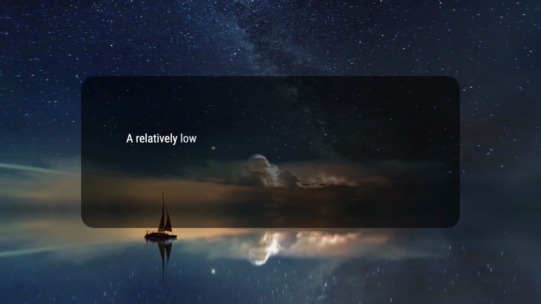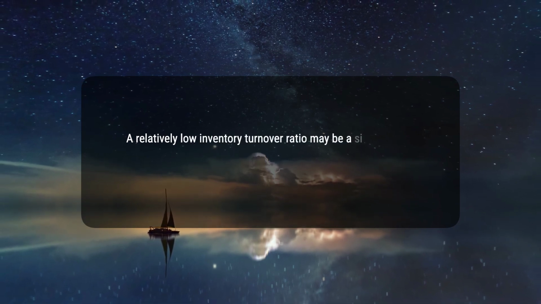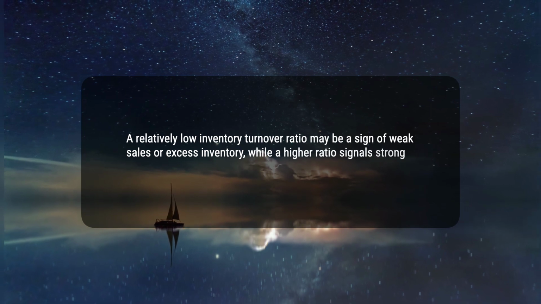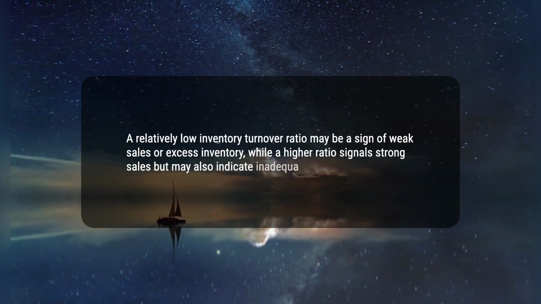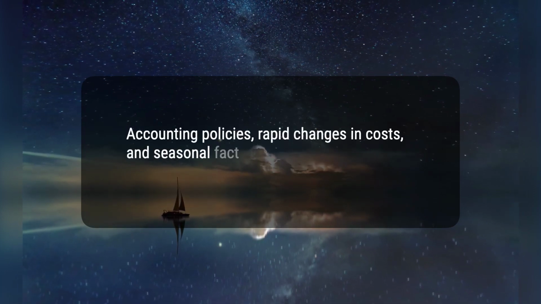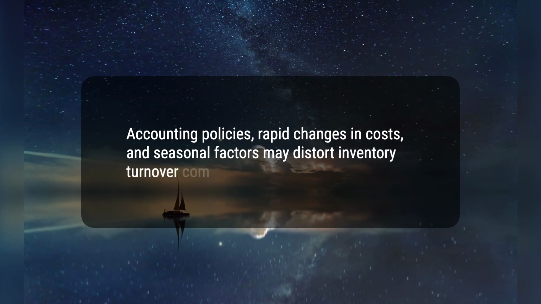3. A relatively low inventory turnover ratio may be a sign of weak sales or excess inventory, while a higher ratio signals strong sales but may also indicate inadequate inventory stocking. 4. Accounting policies, rapid changes in costs, and seasonal factors may distort inventory turnover comparisons.